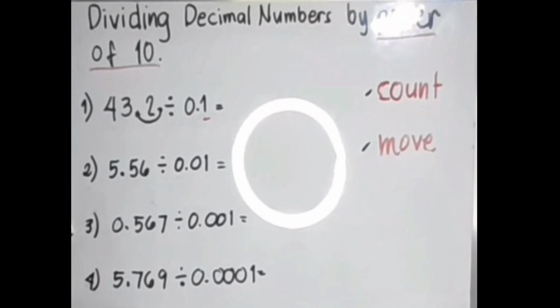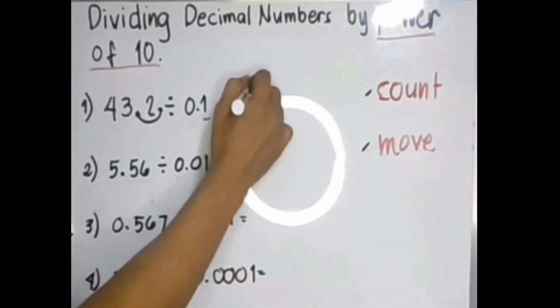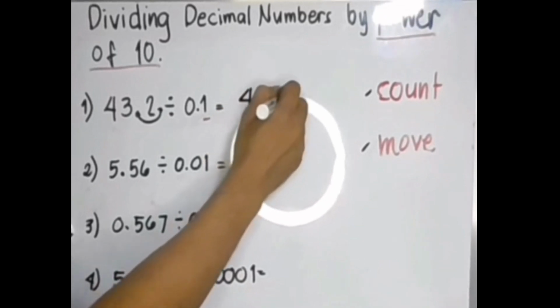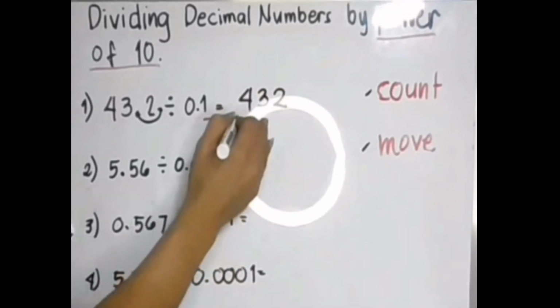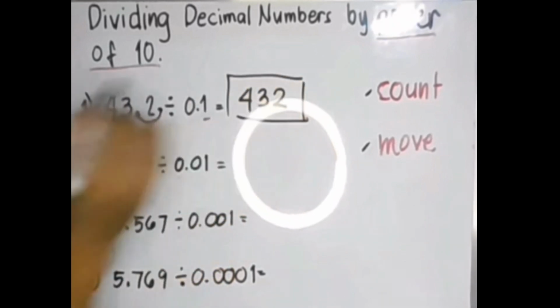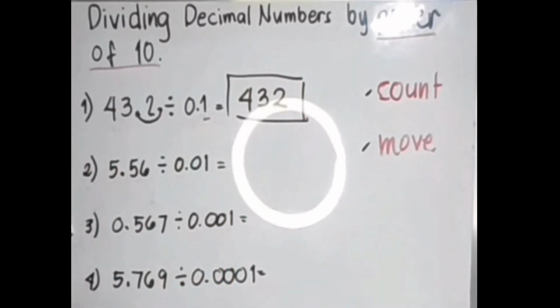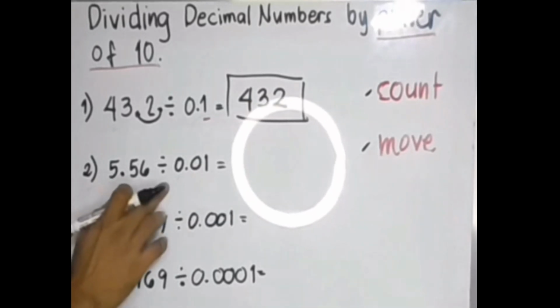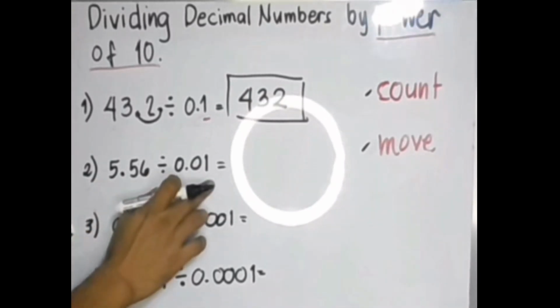Diba? Okay. So, ano ngayon ang magiging sagot natin? The answer will be 432. Diba? Madali lang mga bata. Let's go now with the second, or with number 2. We have 5 and 567 divided by 1 hundredths.